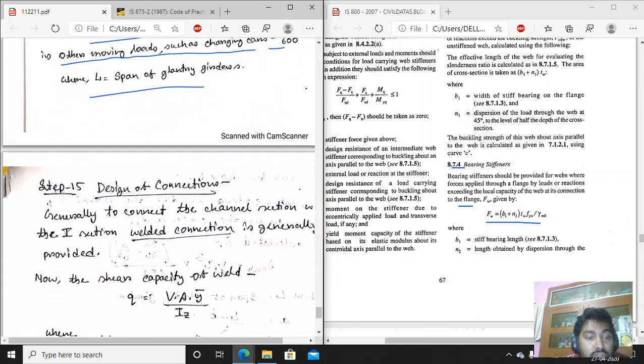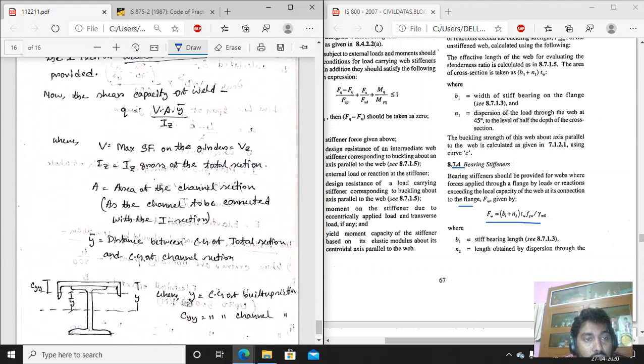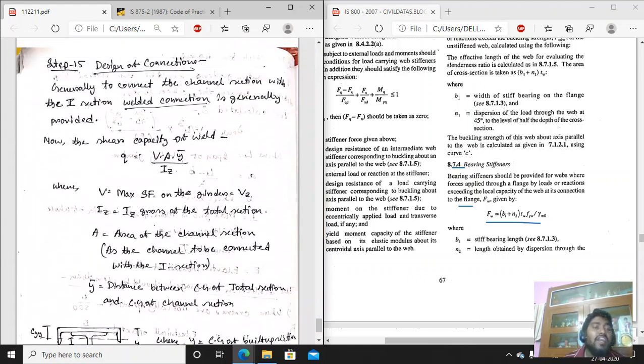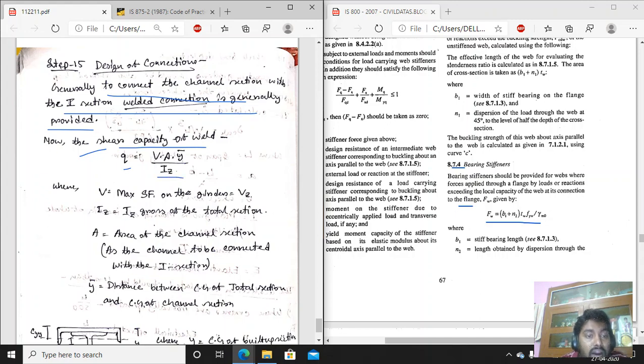Now coming to the last, the design of the weld connection. Generally weld connection is preferred, so the design of the weld connection has to be determined. Generally, to connect the channel section with the I section, a weld connection is provided. Now the shear capacity of the weld, Q equals V into A into Y bar by Iz.